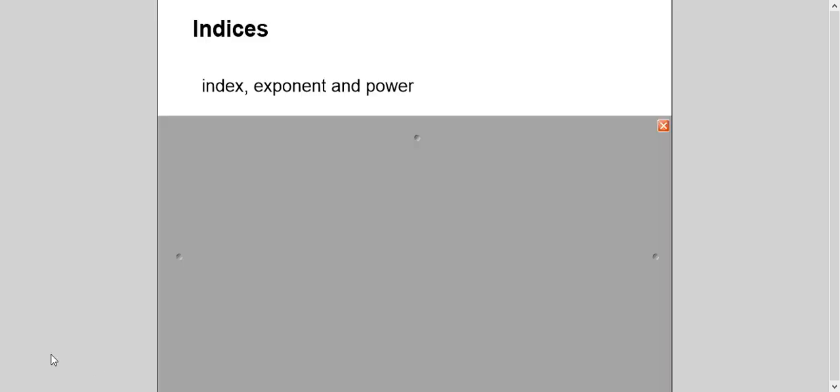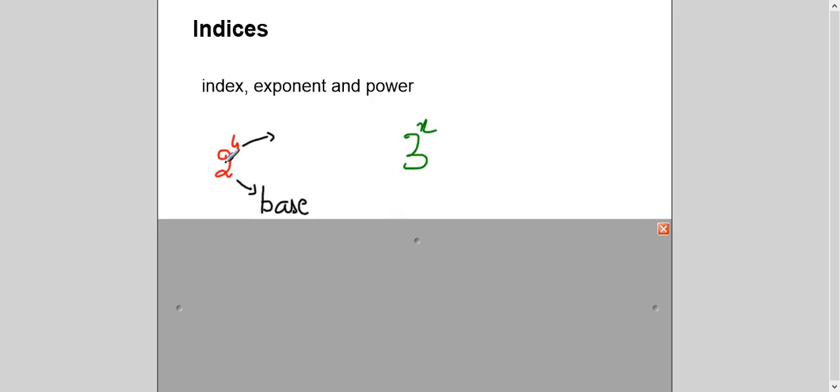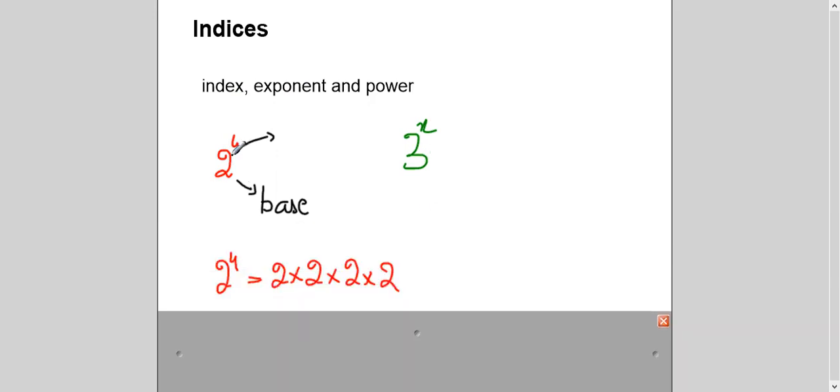So first of all, we have to see what type of numbers are included in index numbers or indices. If you see a number written like this, 2 power x, 3 power x, then this part of the number is called the base, right? So the base is 2, the base is 3. And this power is also called the index or exponent. So it has 3 names: index, exponent, power. And you must know that 2 power 4 means 2 multiplied by 2, multiplied by 2, multiplied by 2, right? This is what you have done in your earlier classes.